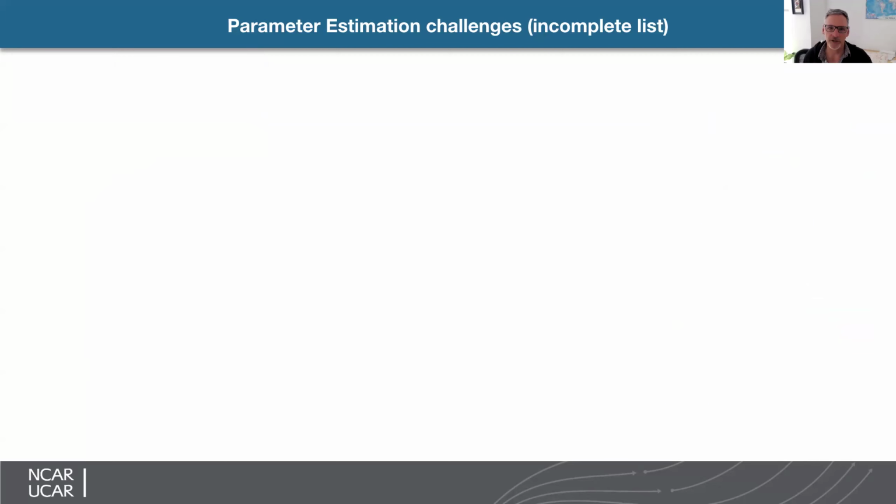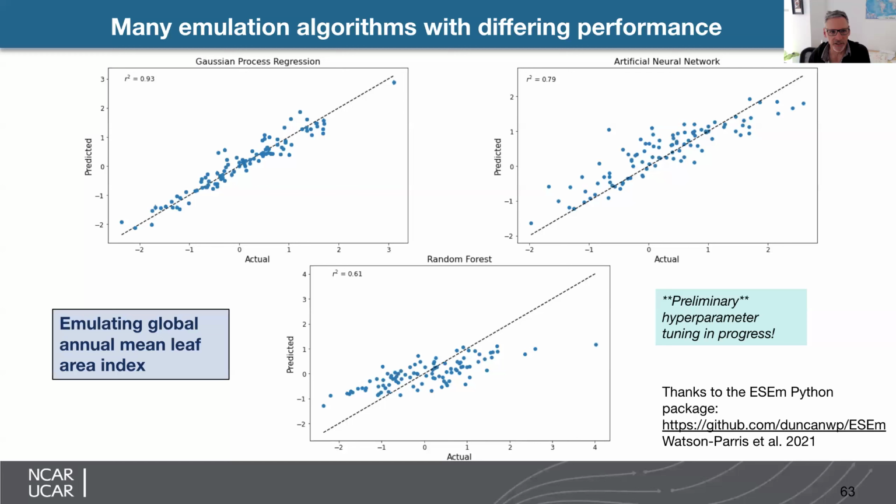Okay, for the last 2 minutes or so, I just want to go through a few of the parameter estimation challenges, a really incomplete list, but things that we've come across along this process. One is, there are many emulation algorithms out there, and they exhibit differing performance, at least as you first apply them. There's Gaussian process regression, artificial neural networks, random forest, and many others. We explored a few and found quite a wide range of performance. We didn't go through the full hyperparameter tuning, and you might be able to get all these different algorithms to come up to the same value, but how you choose the right algorithm is, for me, uncertain.